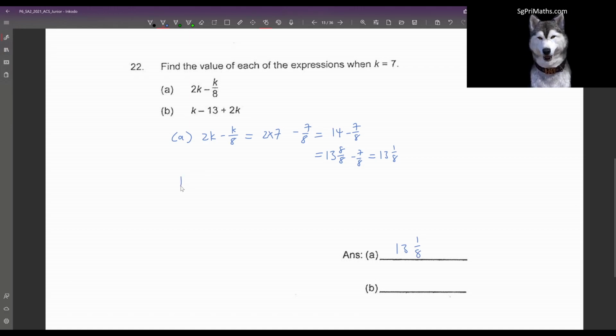Then for part B, k minus 13 plus 2k. We can simplify first to become 3k minus 13 equals 3 times 7 minus 13. This will give us 21 minus 13. The answer will be 8.